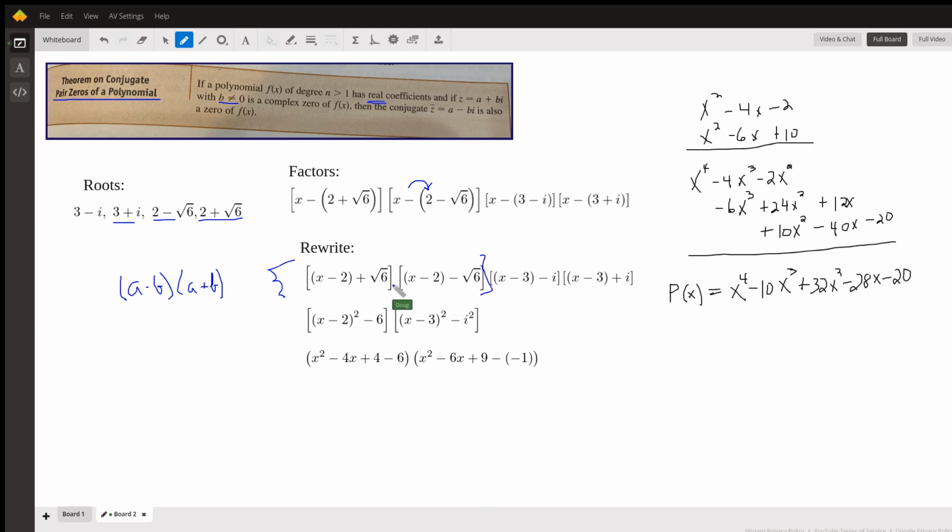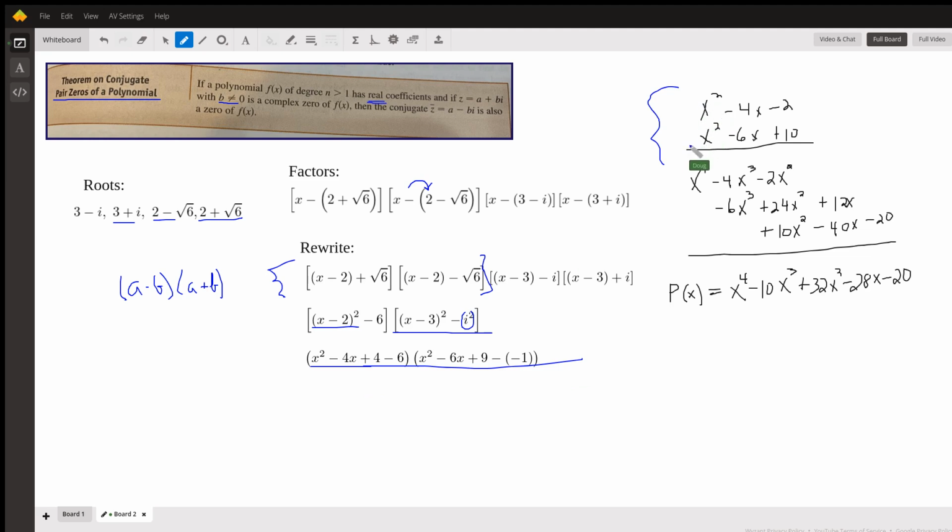factors right here is the first term squared, x minus 2 squared, minus the second term squared, which would be the square root of 6 squared, that is 6. And if I square that binomial, I get that minus 6, which ends up being x squared minus 4x minus 2. And the same over here, except i squared is minus 1, so this becomes 9 plus 1, or 10. And here, I kind of showed the work to multiply these two trinomials together using vertical multiplication.